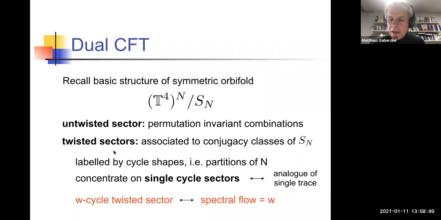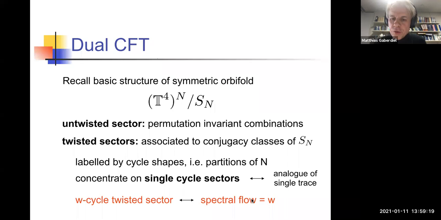And our claim is that if you look at the W-cycle twisted sector, the states that come from there are exactly the physical states that appear in the W spectrally flowed PSU(1,1|2) representation of the worldsheet. I didn't really mention this before, but as some of you will know, for the SL2R, the AdS3 spectrum, you have to include these spectrally flowed representations that come from this automorphism. And the same exactly applies for PSU(1,1|2).